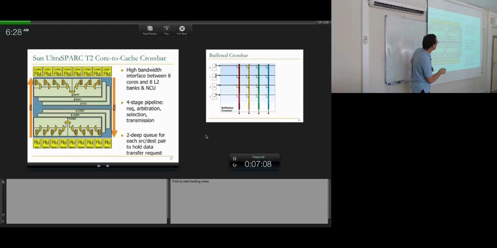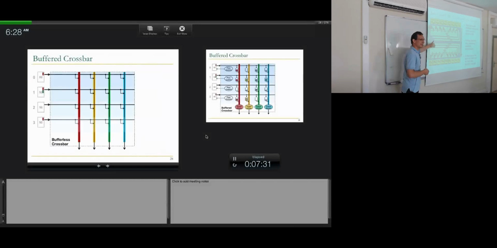It's a 4-stage pipeline. You request, you arbitrate, and the arbiter selects. And in the next cycle, the transmission happens. So this is basically a router, if you will, that routes the messages coming from different cores to one destination. And they decided to put 2 deep queues so that they can ease the arbitration. Okay? So this becomes costly as you increase the size of the network.